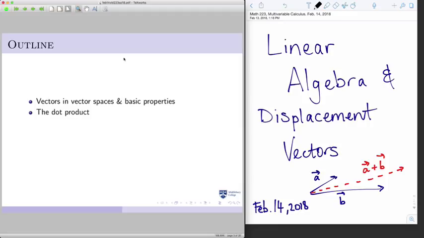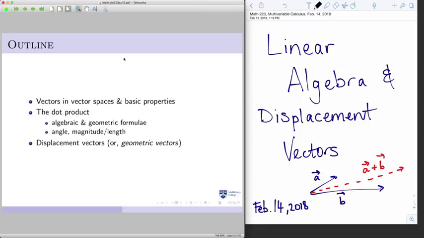We'll also look at the dot product and its algebraic and geometric formulae, and also how the dot product gives rise to notions of angle and magnitude or length. Finally, we will look at displacement vectors or geometric vectors, and these are really the vectors that you will have seen in high school, which are arrows and those quantities that have both magnitude and direction.